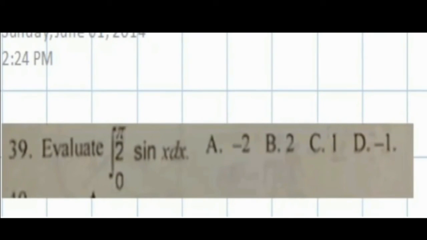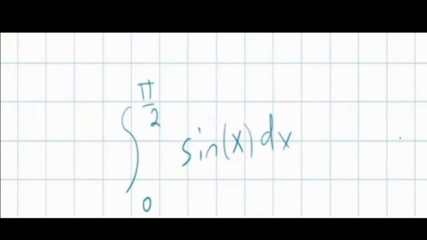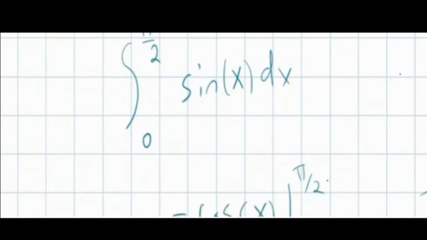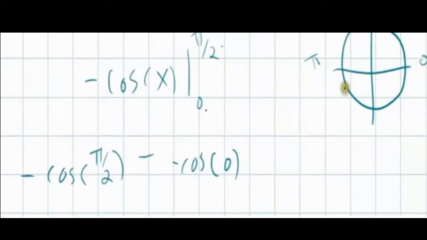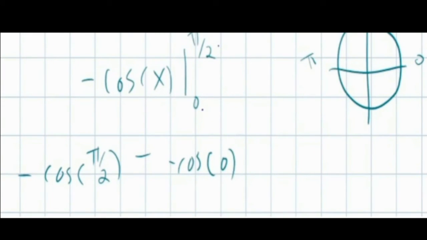Question 39 wants us to evaluate the integral of the sine of x dx, going from 0 to pi over 2. So the integral of the sine of x is negative cosine of x. But remember, they want us to go from 0 to pi over 2. And so I drew over here a little unit circle to remind you what that means. So I wrote, well, you want to start with the uppermost, or the one that has the most value, because it's 0 to pi over 2. So we'll start off here.